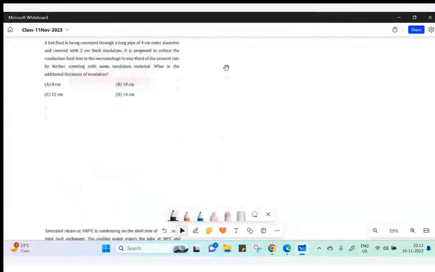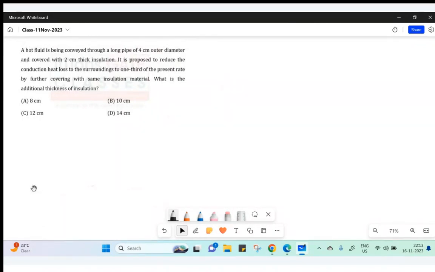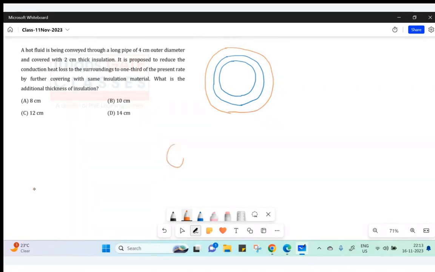Let's look at this one. Let's draw this. Let's say this is your pipe. On top of the pipe, you are putting an insulation. If you have a problem visualizing, the structure is like this. This is a pipe, a cylinder, and the view which I am showing, you can think of as the front view. So the insulation and other things are on top of this.